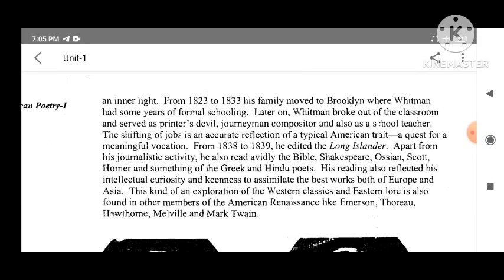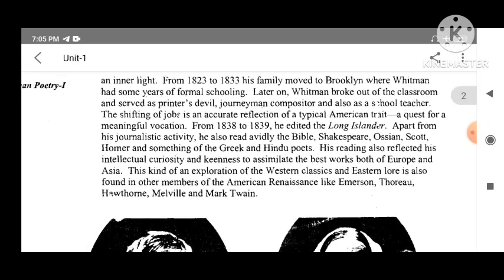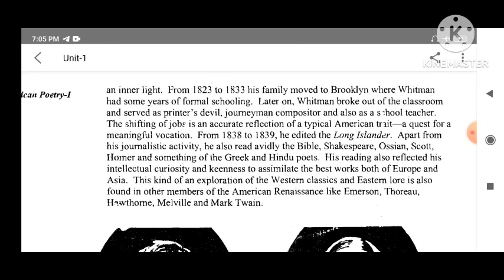From 1823 to 1833, his family moved to Brooklyn, where Whitman had some years of formal schooling. Later on, Whitman broke out of the classroom and served as a printer's devil, journeyman compositor, and also as a school teacher. This string of jobs is an accurate reflection of a typical American trait, a quest for a meaningful vocation. From 1838 to 1839, he edited The Long Islander.